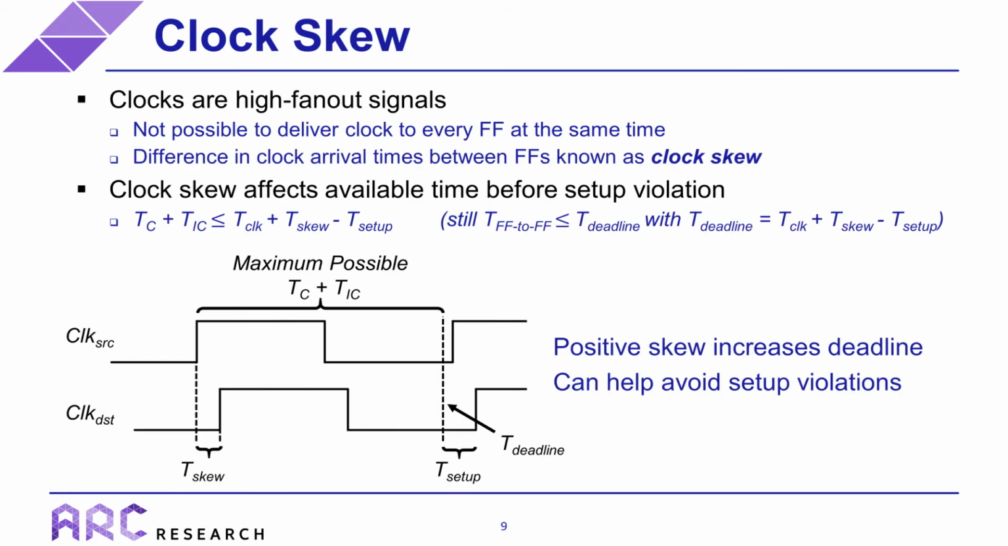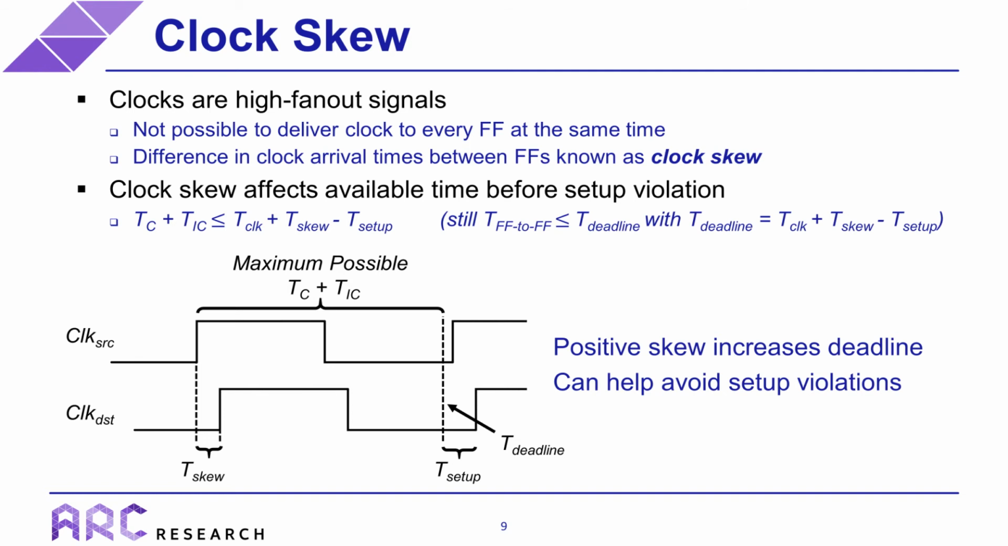One more complexity that we have to include for a real design is something called clock skew. So in most timing diagrams that you're used to looking at, the clock signals instantly propagate to all destinations, which clearly isn't physically possible. In addition, clocks are usually extremely high fan-out signals, which makes it impossible to deliver the clock to every flip-flop at the same time. So the inevitable differences in clock arrival times between flip-flops are known as the clock skew. This skew is important because it affects the available time before a setup violation.